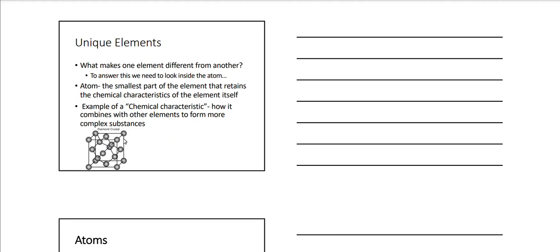Just like when you look at any cell in the human body, the DNA determines the function and how every cell in the body is going to operate. The electrons, the protons, and neutrons basically have the same objective, so they operate the same way. The protons, neutrons, and electrons inside the atom will determine how this atom is going to look, and if it is going to be a metal or non-metal, gain electrons or lose electrons. So now we need to focus on the atom. An example of a chemical characteristic is how it combines with other elements to form a complex substance.